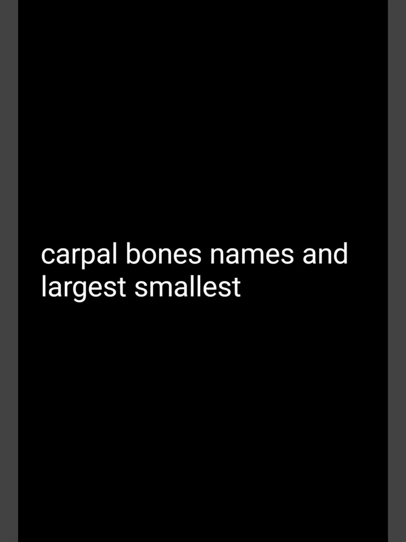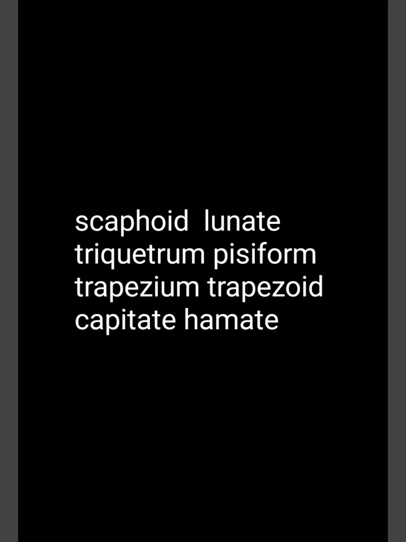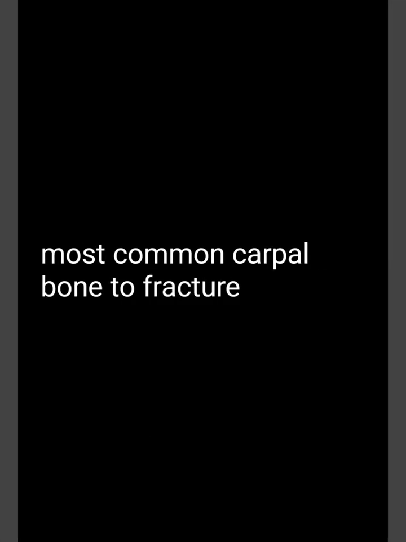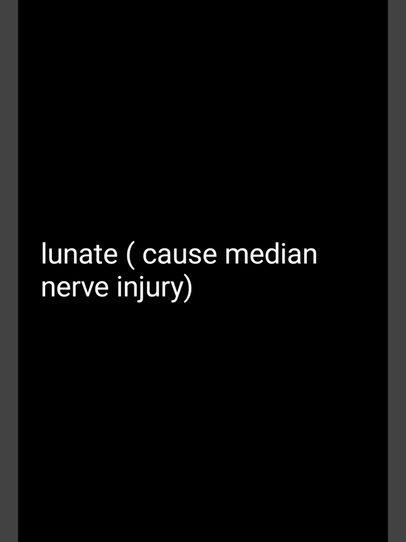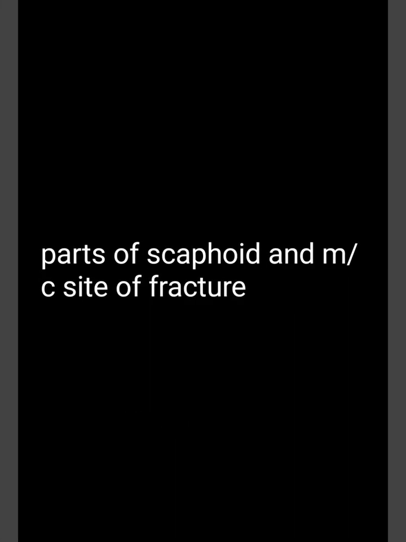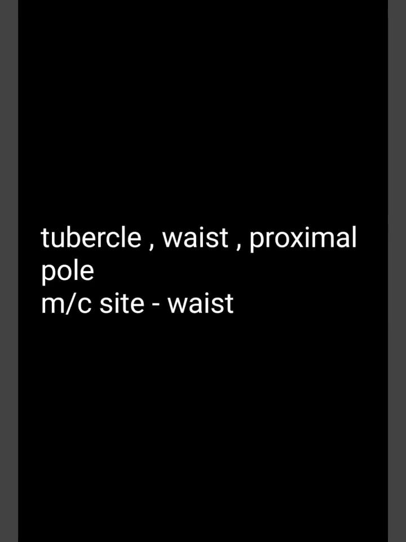Carpal bones names and largest, smallest: scaphoid, lunate, triquetrum, pisiform, trapezium, trapezoid, capitate, hamate. Most common carpal bone to fracture: scaphoid. Most common carpal bone to dislocate: lunate, causes median nerve injury. Parts of scaphoid and MC site of fracture: tubercle, waist, proximal pole. MC site, waist.